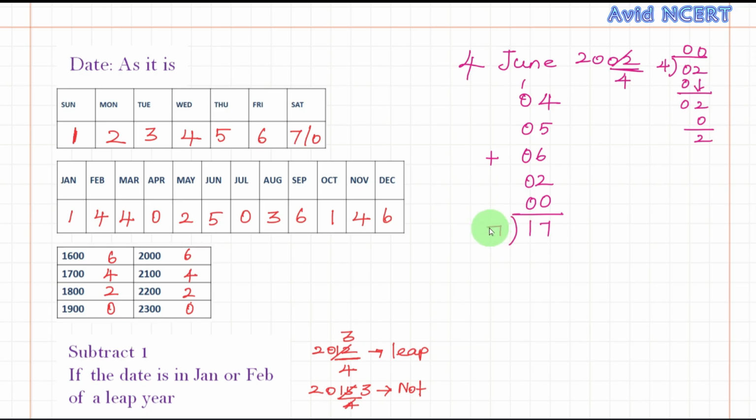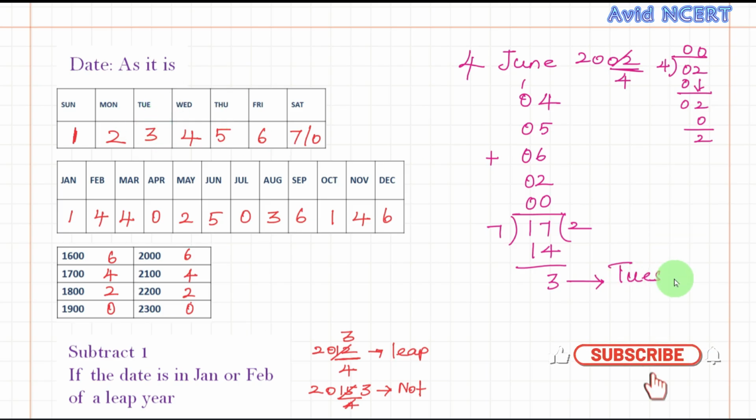Now we have to divide by 7, which is 7 times 2 is 14, because 3 times is 21. So there is a difference of 3. So 3 is the remainder here, right? Because there are no more numbers to bring down. So when I check the code for 3, it's Tuesday. Therefore, June 4, 2002 would have been Tuesday. This is how we do it.